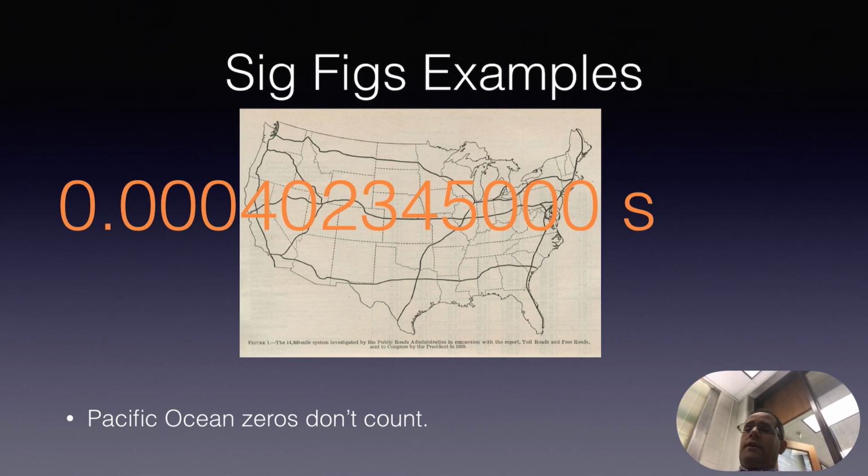His high school teacher said, think of your number as the United States, okay? You have a whole bunch of zeros on the left, you have a whole bunch of numbers in the middle, and even at the end, and S stands for seconds, by the way. And he said Pacific Ocean zeros don't count, okay? So here's the ocean. We're just going to cross all these out. How many total significant figures would be in this value? Well, we count the numbers that are left. So you just count them up. Okay, the 4, the 0, the 2, the 3, the 4, the 5, the 0, the 0, the 0.